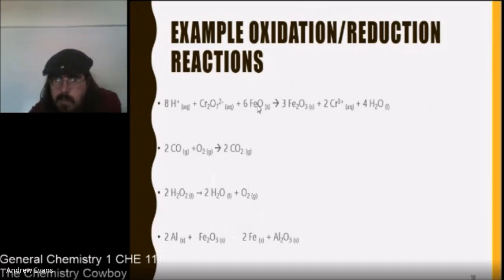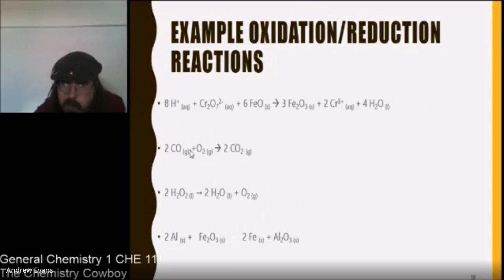6+ to 3+ means chromium is being reduced. Iron, this is a little bit easier. FeO is 2+, 2-. So that is iron(II). That's going to be 3+, 2-. So seeing how iron changes states pretty obviously right here, we know this must be redox.